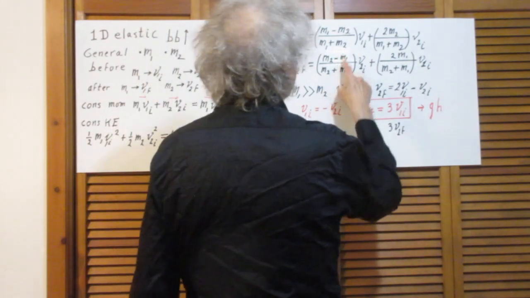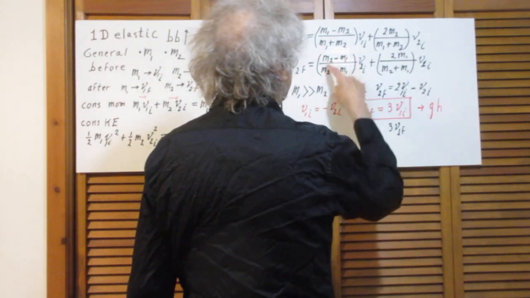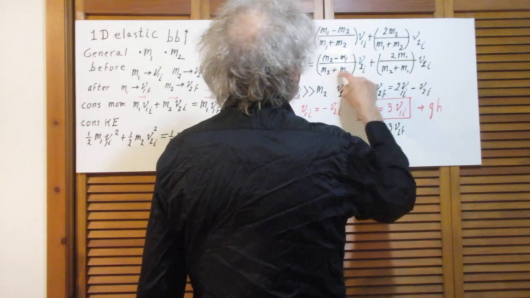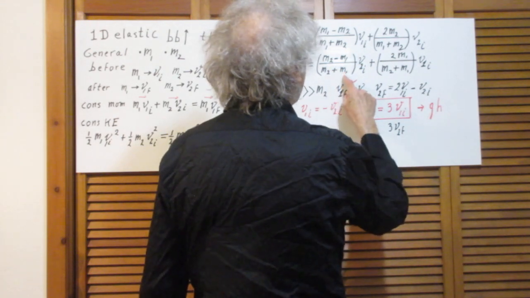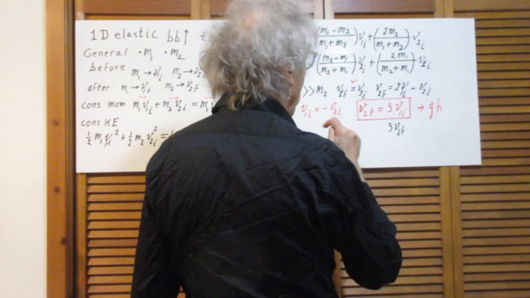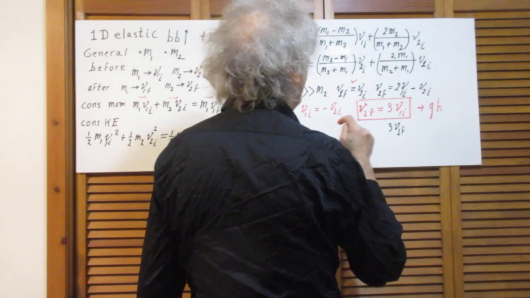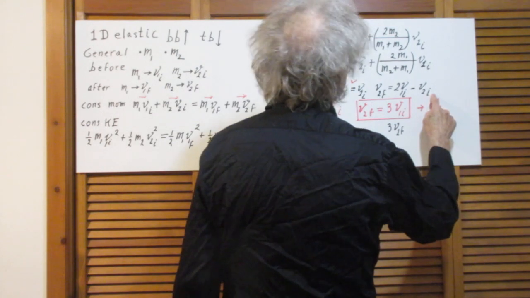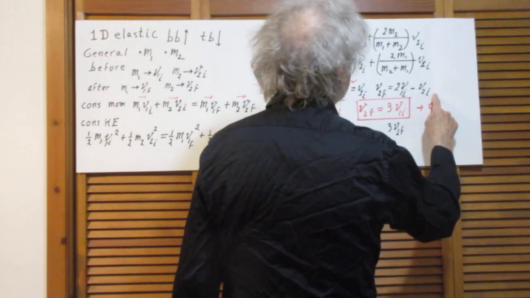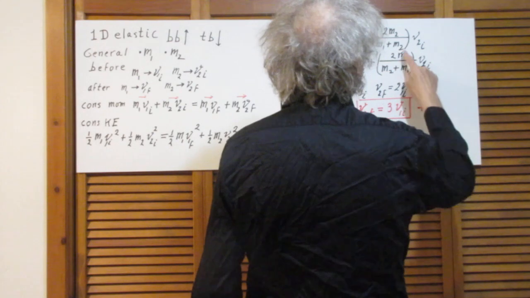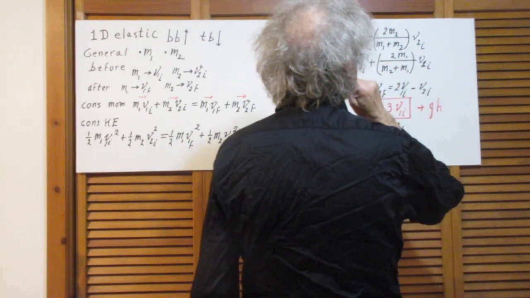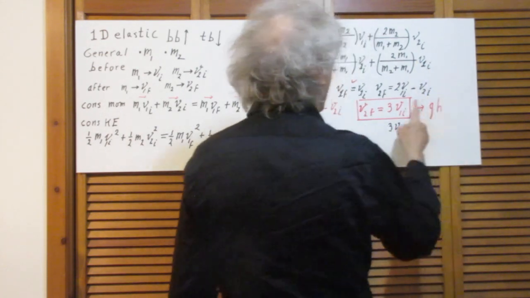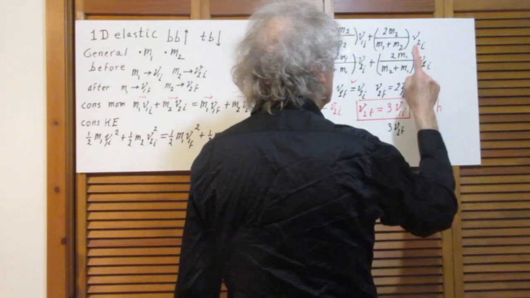If M1 is much larger than M2, this is minus 1. So I get here minus 1 times V2I. Minus V2I. If M1 is much larger than M2, this is 2V1I. So I get 2V1I minus V2I.